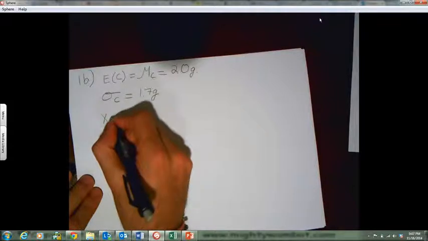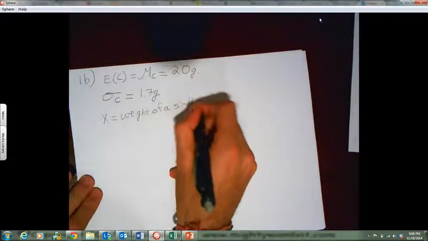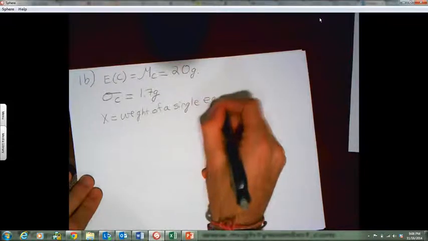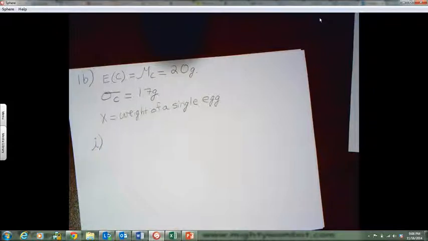Let X equal the weight of a single egg. So part I says to find what is the mean of X.